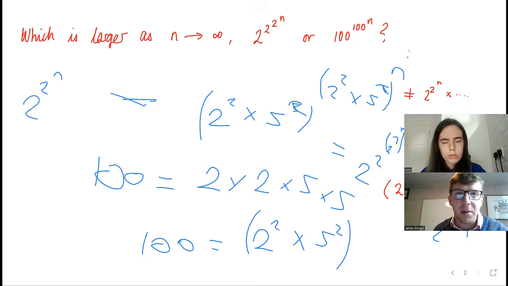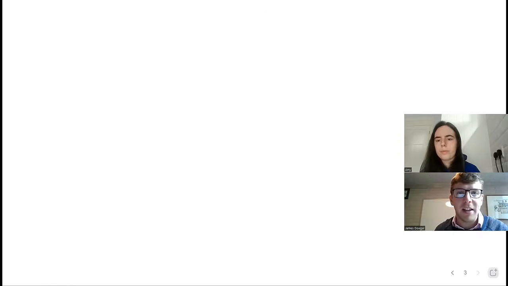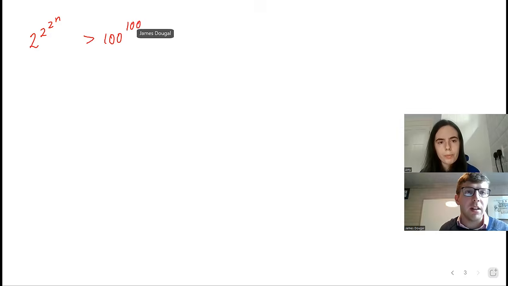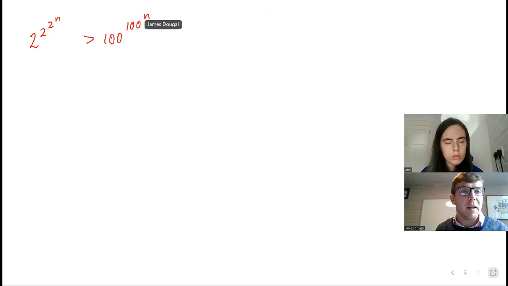So Ursula, could we have a new page? And now we believe that 2 to the 2 to the 2 to the n should be bigger than 100 to the 100 to the n. So I wonder, now we have this intuition. You've thought about factoring the base, but it's somehow challenging to compare different bases. I wonder if you can think of any tools you might use to compare these kind of exponential quantities.